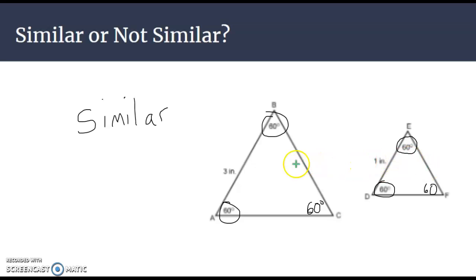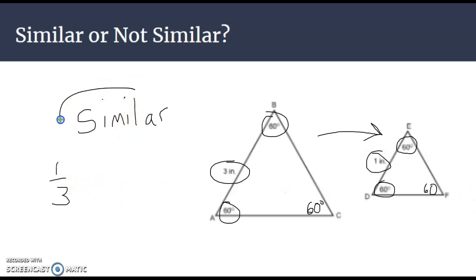The ratio of similarity, well, we can compare it 1 to 3. The larger triangle is bigger by a scale of 3, but if you think of it the other way, the second triangle is smaller by a scale of 1/3. But yes, indeed, these are similar triangles. All three angle measures are the same for each angle of the triangle.